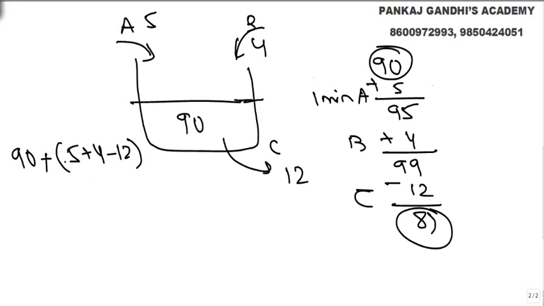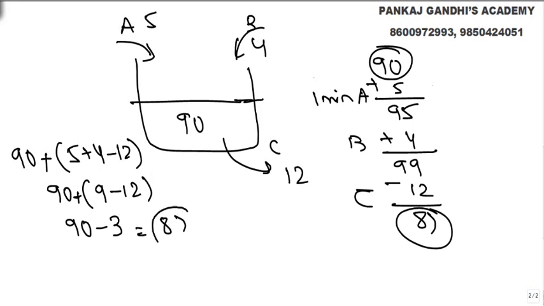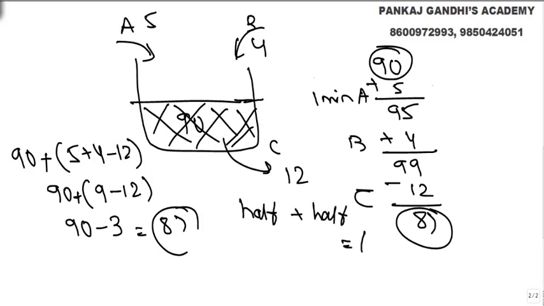So in total 9 went inside, 12 came outside. So after 1 minute, per minute 3 is going to come outside. The question is, in how much time will the tank be completely filled or completely empty? Right now it's half. Half plus half becomes full.